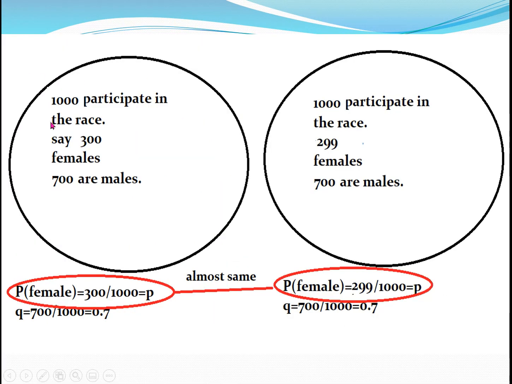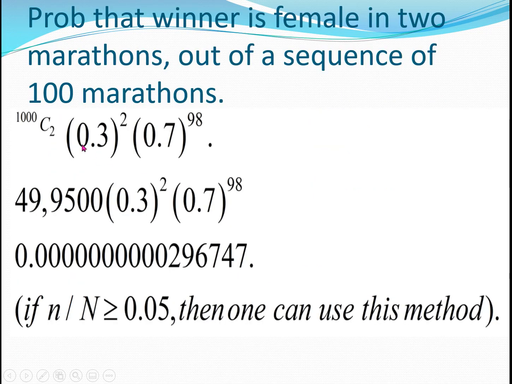As you can see, if we have 1000 participants, then the probability of female from trial 1 to trial 2 remains almost the same. I mean, not exactly the same, but similar. So what we will do, we will use this probability of female at the time of the first trial. It's equal to 0.3. So I'm going to use it as an approximation, assuming that the probability of selection of female is 0.3 throughout the sequence of 100 marathons.